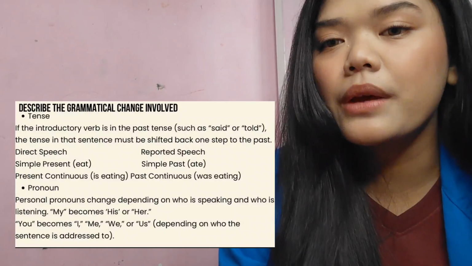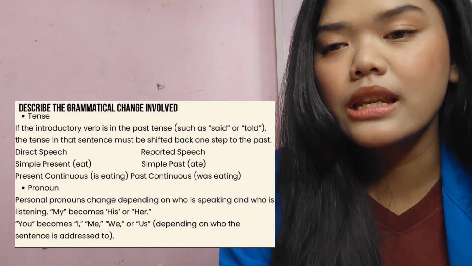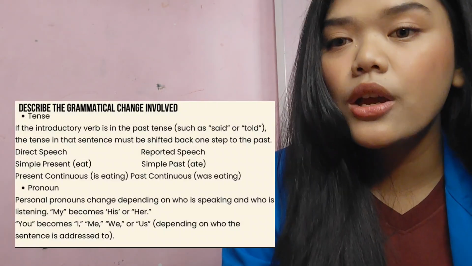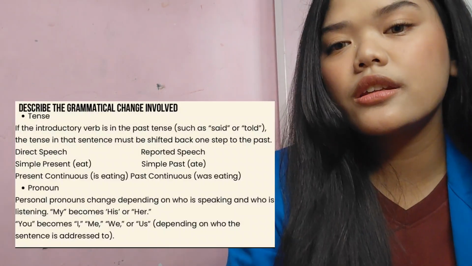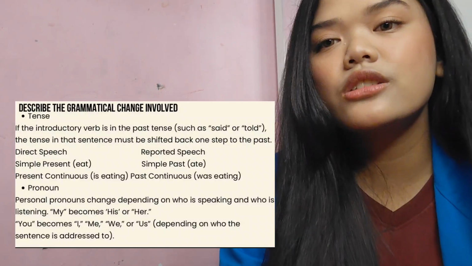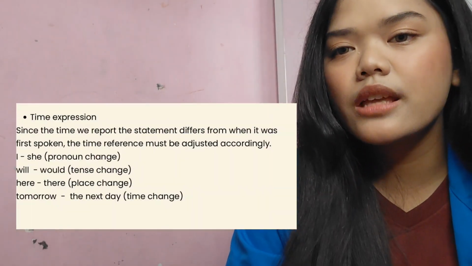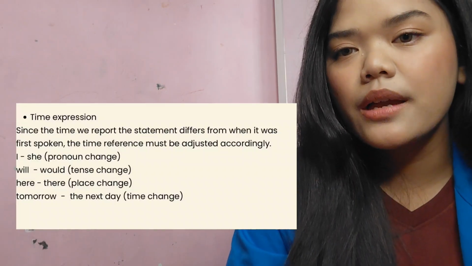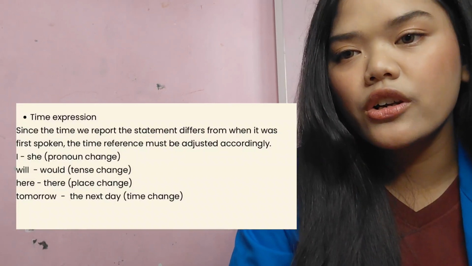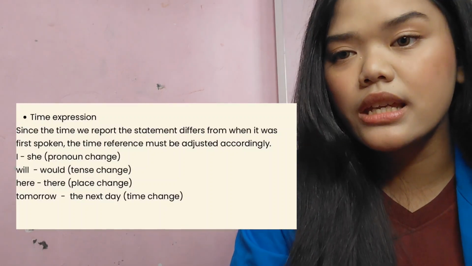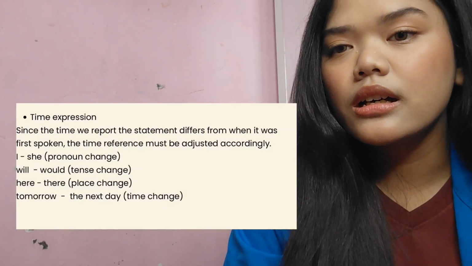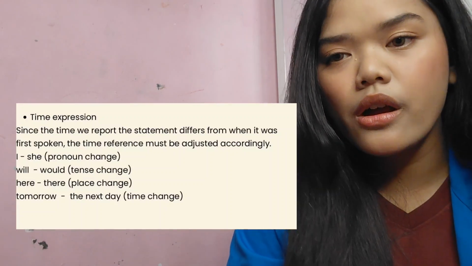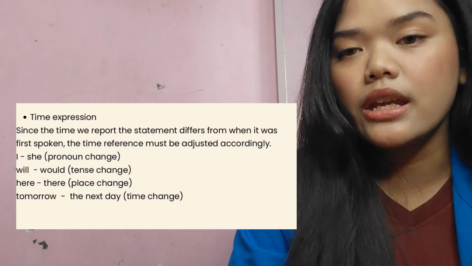Personal pronouns change depending on who is speaking and who is listening. My becomes his or her, you becomes I, me, we, or us, depending on who the sentence is addressed to. Time expressions: since the time we report the statement differs from when it was first spoken, the time reference must be adjusted accordingly. I and she are pronoun changes, will and would are tense changes, here and there are place changes, and tomorrow and the next day are time changes.